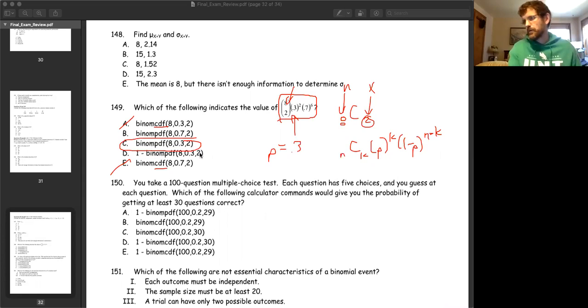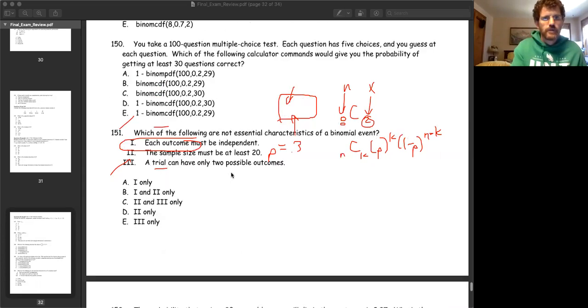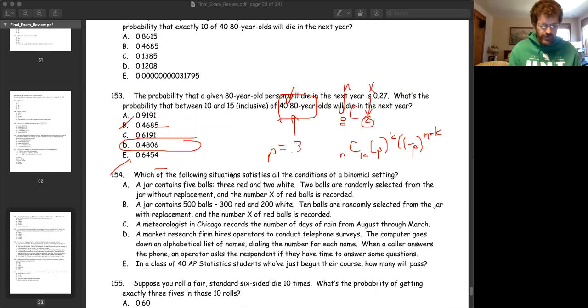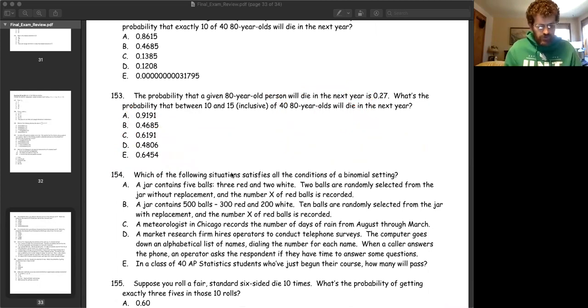Last question to go through is right here. This is maybe one of the most morbid ones that we'll see. The probability that a given 80-year-old person will die in the next year is 0.27. What's the probability that between 10 and 15 inclusive of the 40 80-year-olds will die in the next year? So this is why it's so morbid. We're going to consider a success to be one of these 80-year-olds dying. So sorry, Grandma.